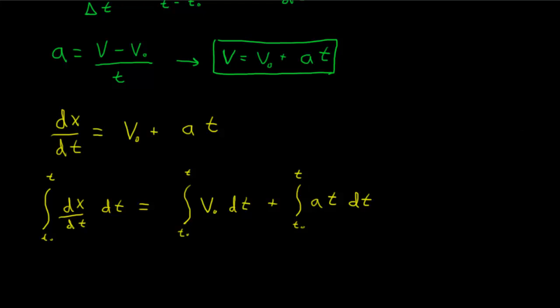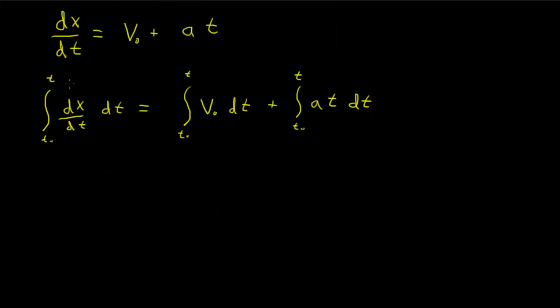So first I'll solve the left-hand side. We're taking the antiderivative with respect to t of dx/dt, which is just x, and then we're evaluating it between x of t, and we're subtracting x of t naught, our initial time. So this is our left-hand side.